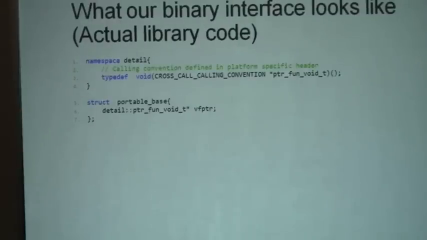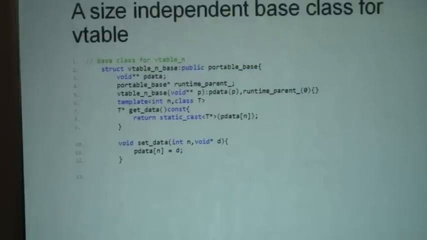So here's the code from the actual library. We typedef pointer fun void t. And then we have this structure called portable base, which has a pointer to an array of pointer fun void t, and we just call that vf pointer. And then we create a vtable. This is also from the library code itself. So we inherit from portable base, and we store a pointer to pointers of pdata. Ignore this part for now.